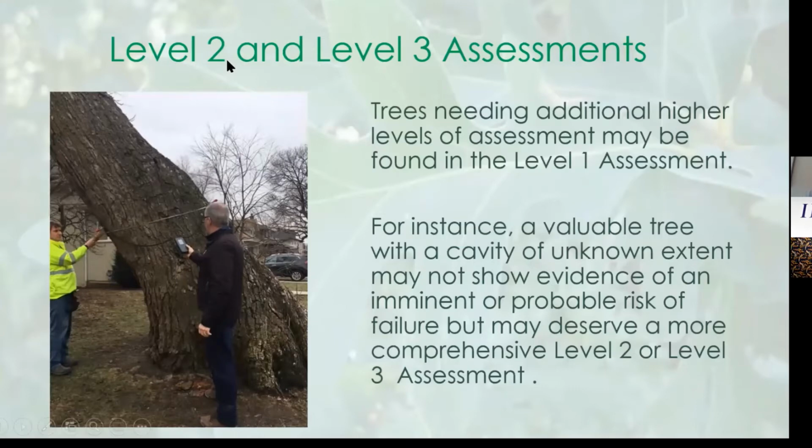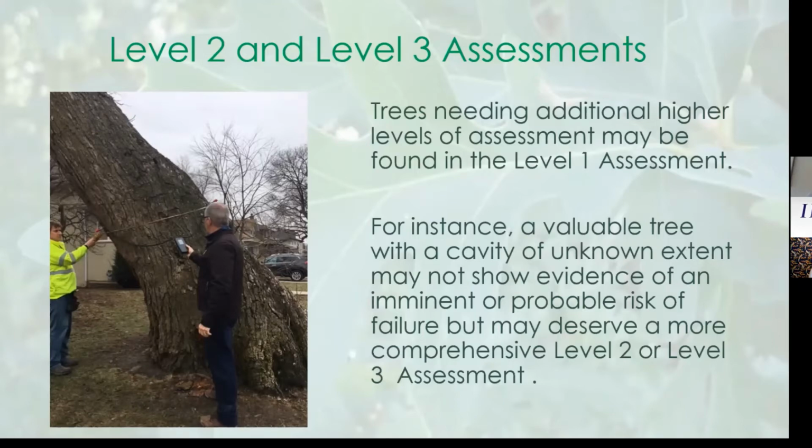Let's talk about level 2 and level 3 assessments. Now, if you remember, level 1 assessments are for populations of trees. It's a screening system to define trees with imminent or probable likelihoods of failure. Level 2 and level 3 assessments are assessments on individual trees, and you might find these trees in your level 1 assessment, and it's a valuable tree that has some value to your municipality that you want to make sure that you're making the right decision before you just go and take that large oak tree down.